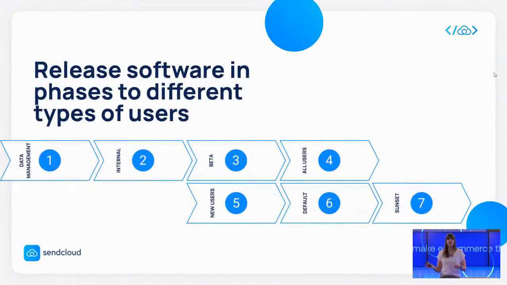Secondly, we completely reviewed the way we were releasing software, and now we have implemented different phases for different types of users. This is a very simplified way of how we work and how we release software at SendCloud. Basically, we have identified 7 steps in this case, where the first step is really focused on data management: collecting quantitative data, collecting qualitative data, knowing what our customers are doing, knowing where users actually have problems with our systems, for example, and then we gradually release to different kinds of user groups.